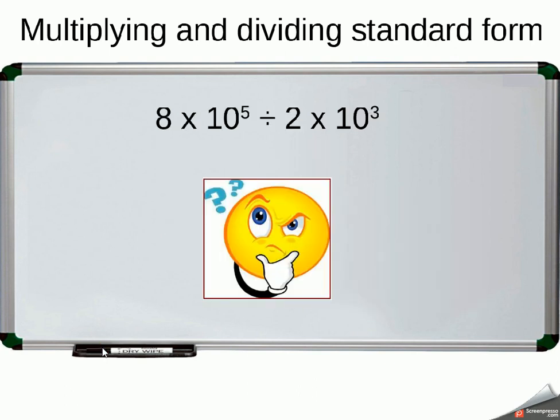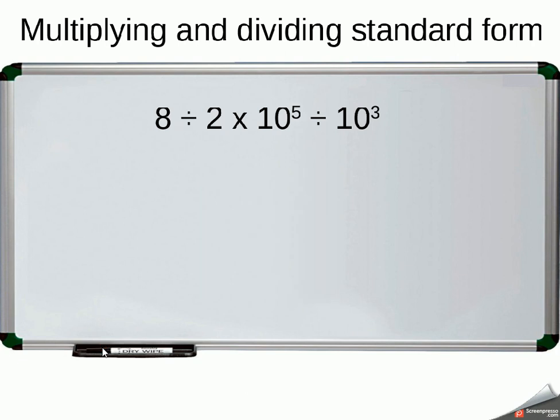So what if we want to divide them? What if it's 8 times 10 to the 5 divided by 2 times 10 to the 3? Now we're going to do a similar thing here. We're going to move the 8 and the 2 next to each other, and we're going to divide the powers. Now notice how the two numbers are dividing and the two exponents are dividing. So now from this position we can calculate just as before.